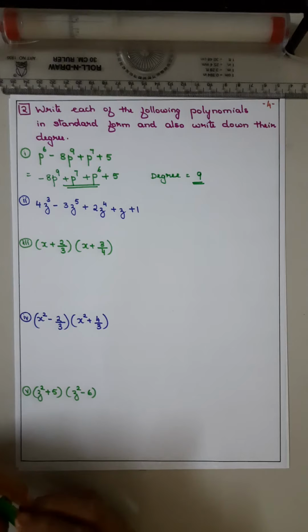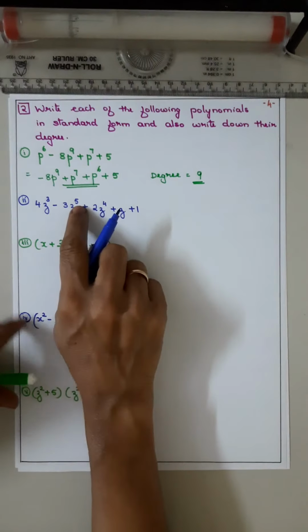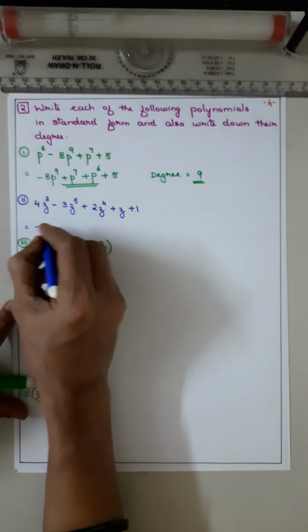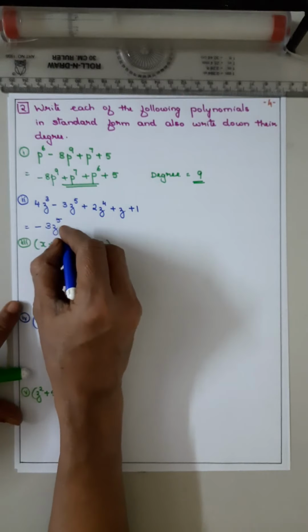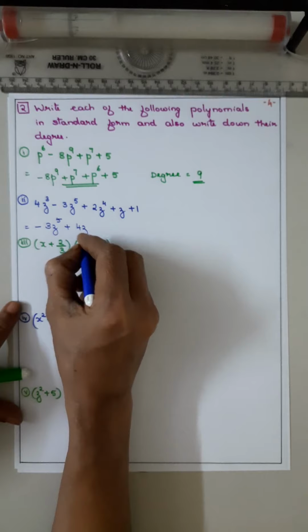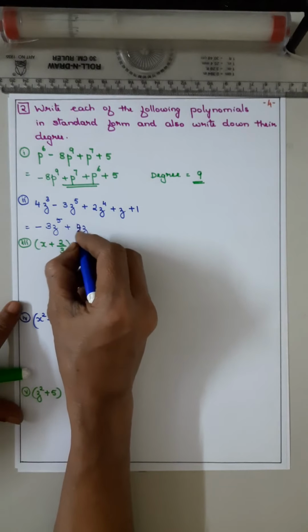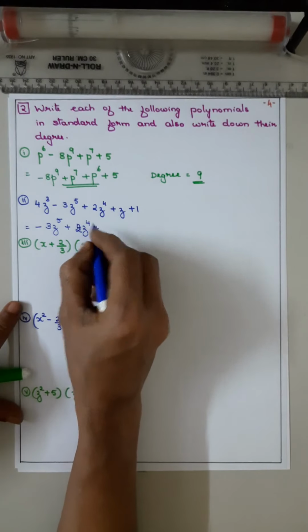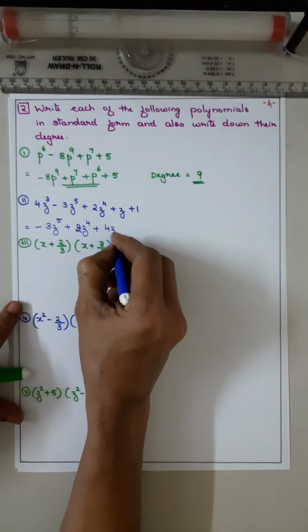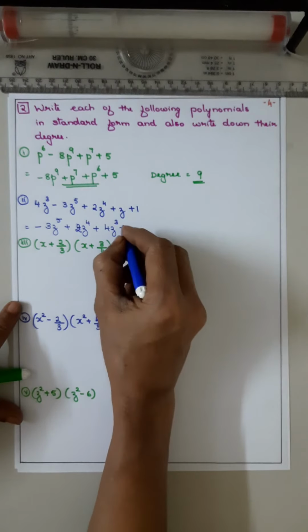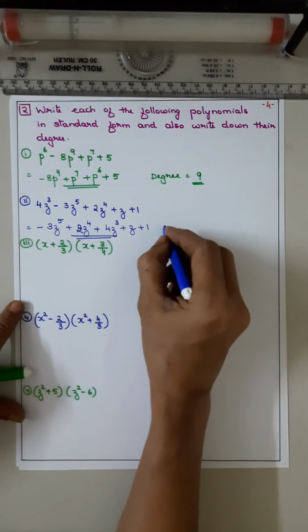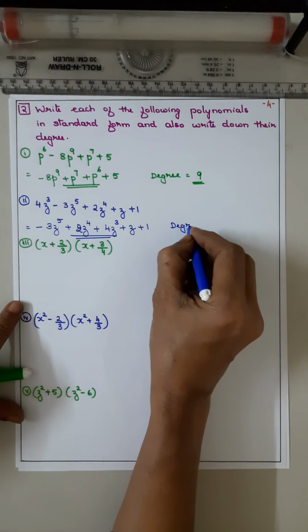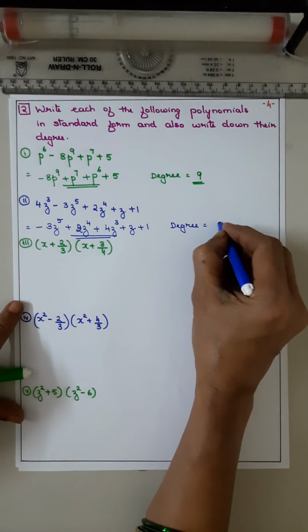Now, second one. First, it will be minus 3z to the power 5 plus 2z to the power 4 plus 4z to the power 3 plus z plus 1. Now, what is the degree? Highest power is 5.